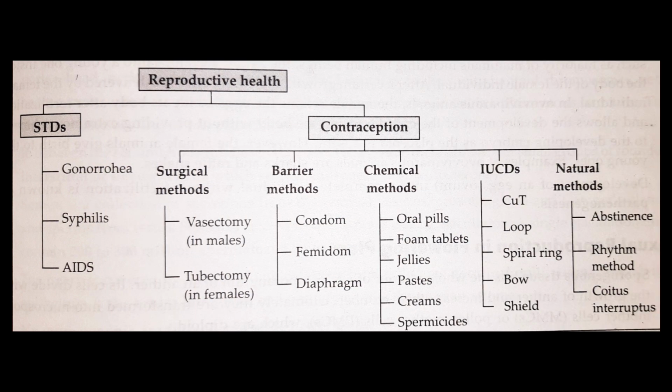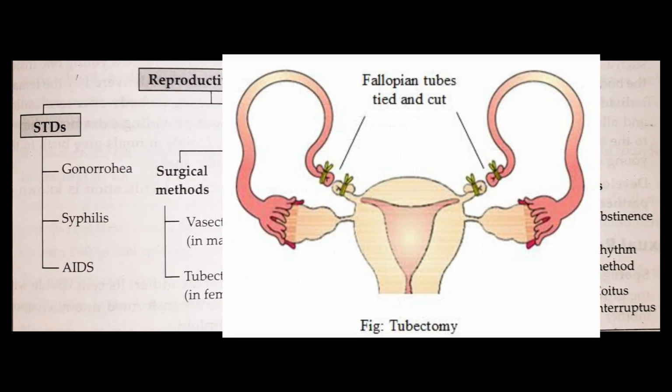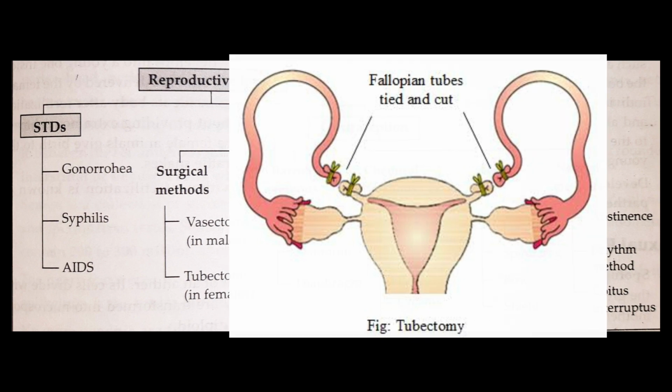So this is vasectomy. Tubectomy, this is a surgical operation performed in females. It involves removal of a small portion of fallopian tube or oviducts by surgical operation. The cut ends are then tied with the threads. It prevents the egg or ovum to enter the uterus.